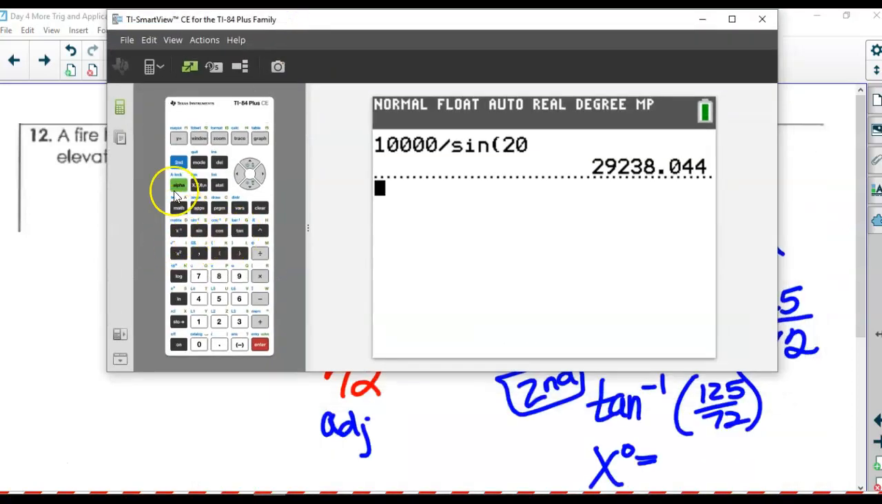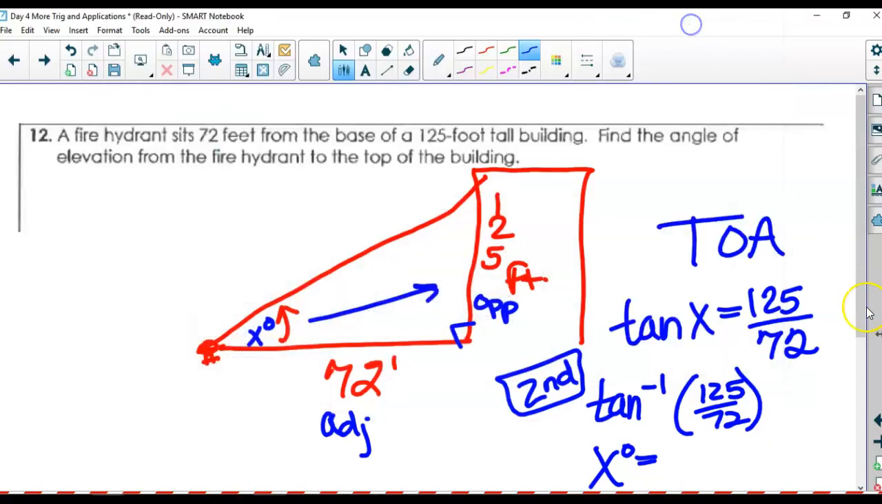So we're doing second tan, 125 divided by 72, 60 degrees roughly. So if there's a puppy dog going to take a bathroom break on that fire hydrant, he's got to look up 60 degrees to see the top of the building over there.